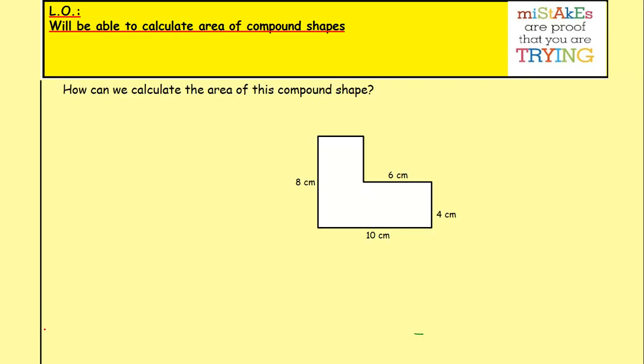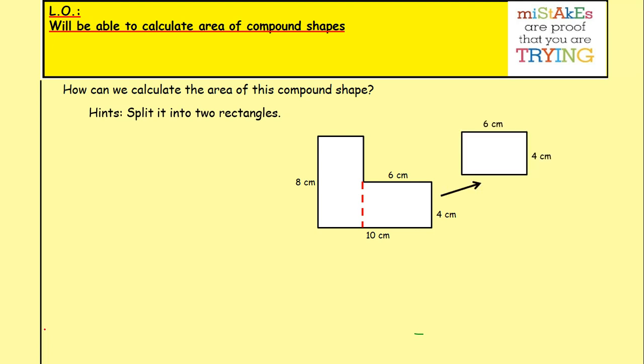So let's have a look at our first example. The question is, how can we calculate the area of this compound shape? I have a little hint for you. Split it into two rectangles, because we learned the area of a rectangle. So if I split it into two, on the right side I have a rectangle with a length of 6 centimeters and a width of 4 centimeters. So the area of this first rectangle is going to be 24 centimeters squared.